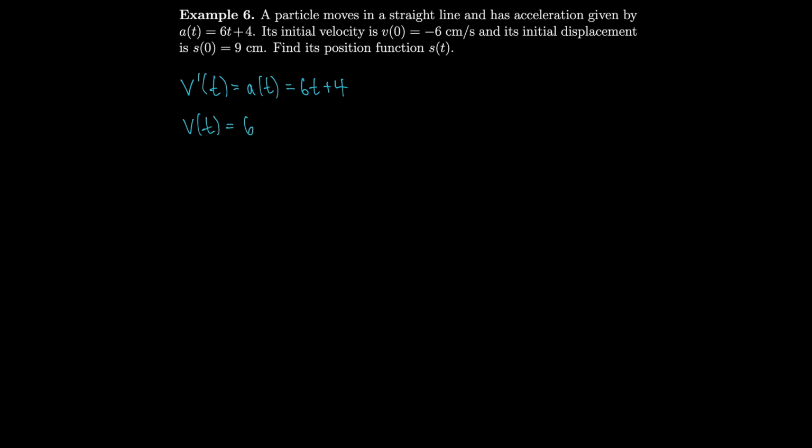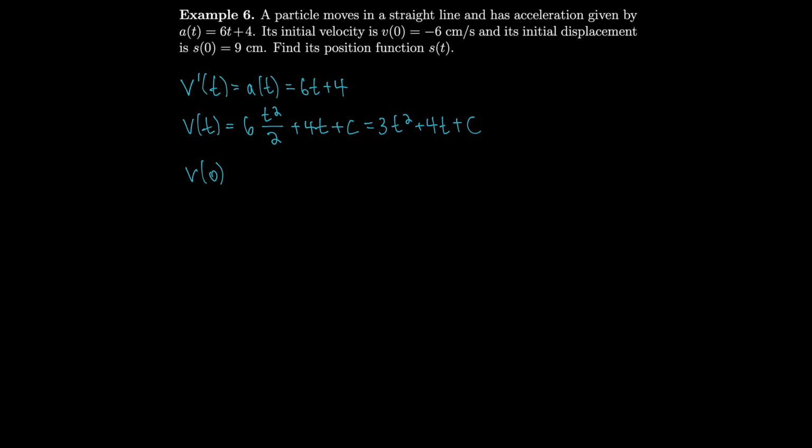So that's 6 times t squared over 2. Increase the power, divide by it, plus 4t plus c, which simplifies to 3t squared plus 4t plus c. Well, it would be great if we knew what the c was. It turns out we can know, though. They told us that v of 0 was minus 6. So let's use that information.